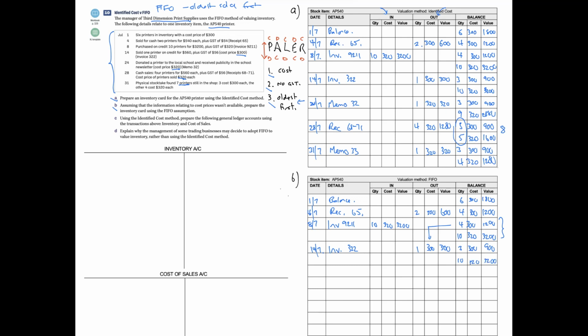So even though in this transaction, identified cost and FIFO had the same answer, it's a different methodology. I didn't know it. I'm just assuming the oldest one is left.